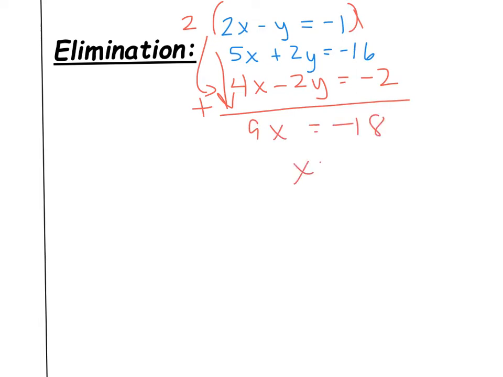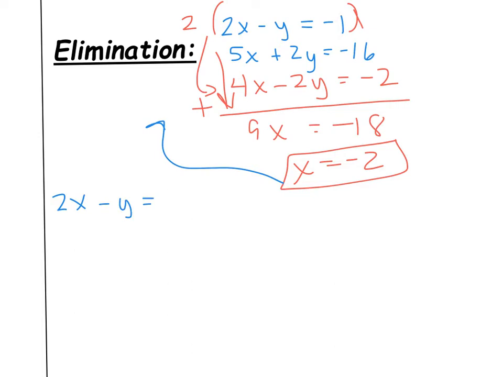Divide by 9, I get x is negative 2, which happens to be the same thing I got in the other problem, doing it by substitution. Okay, so now what we're going to do is take the x and plug it back into either one of our original equations. I'm just going to go ahead and do the 2x. 2x minus y equals negative 1.